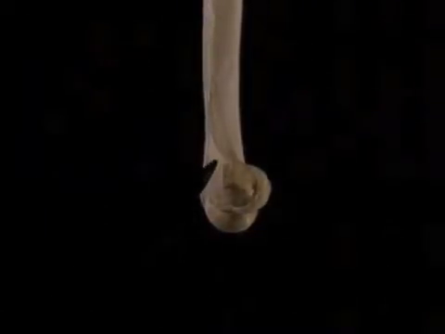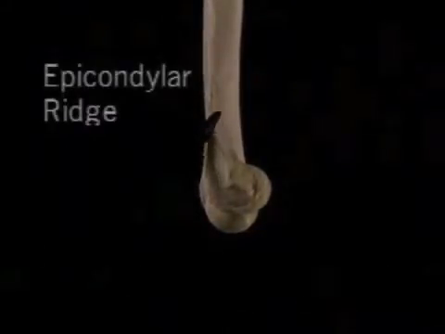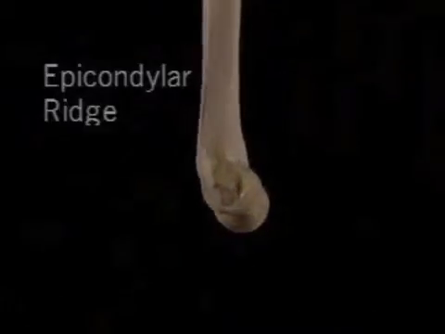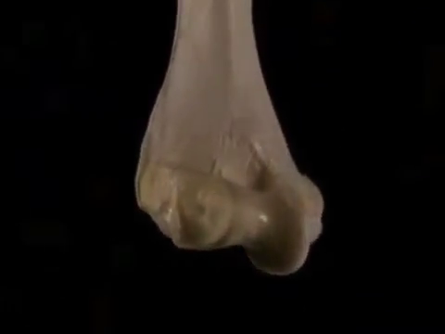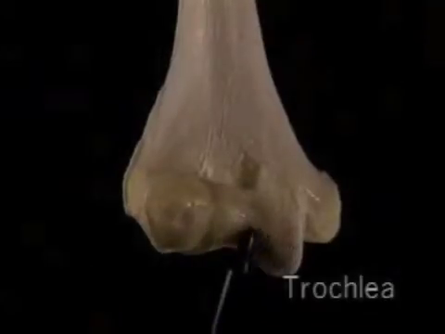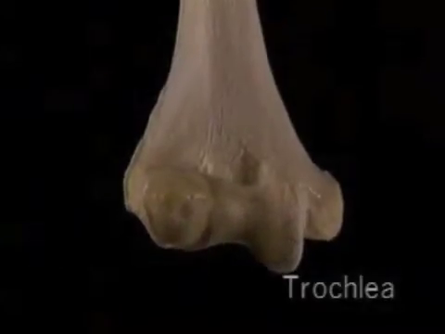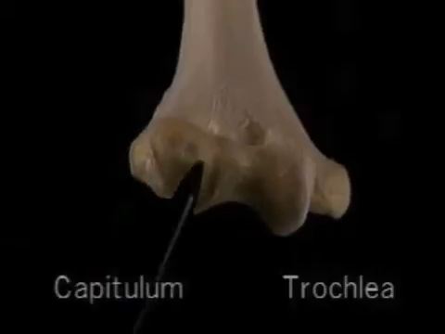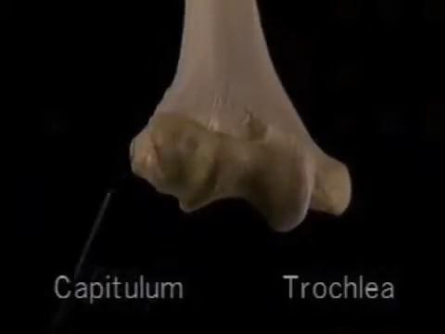Above each epicondyle is a ridge, the epicondylar ridge. Here's the lateral one. The articular surface is in two parts. The pulley-like trochlea articulates with the ulna. The rounded capitulum articulates with the radius.